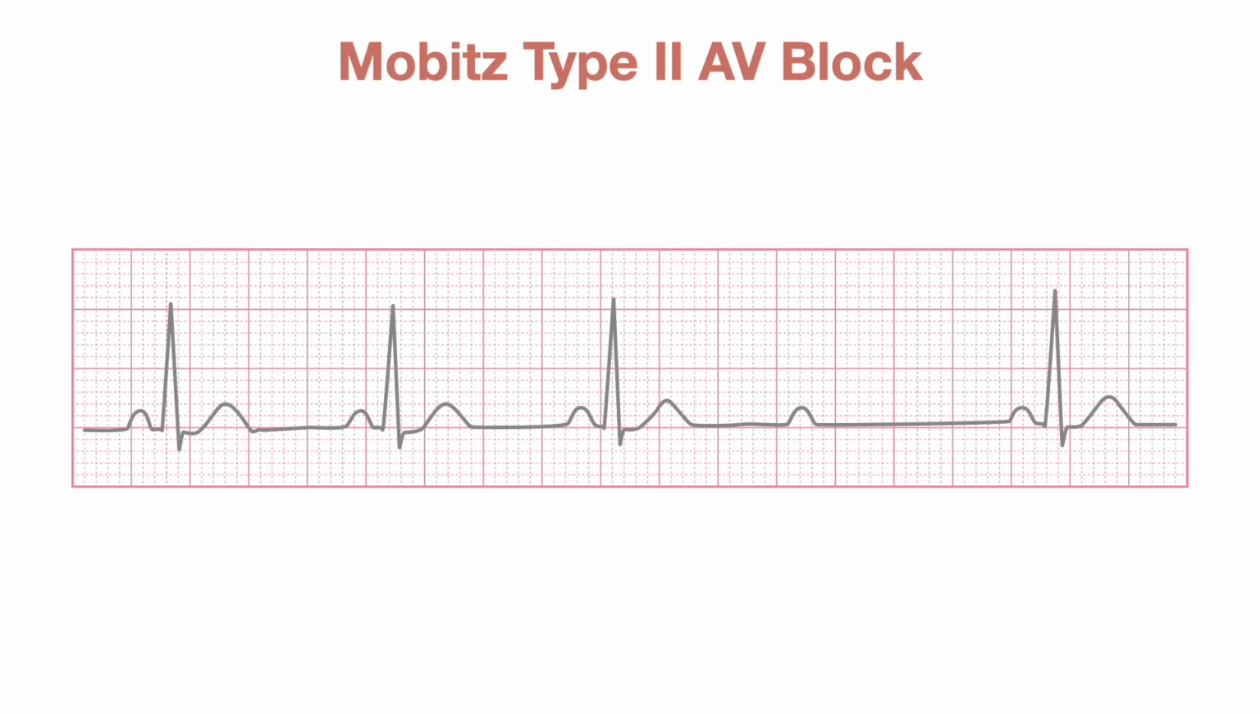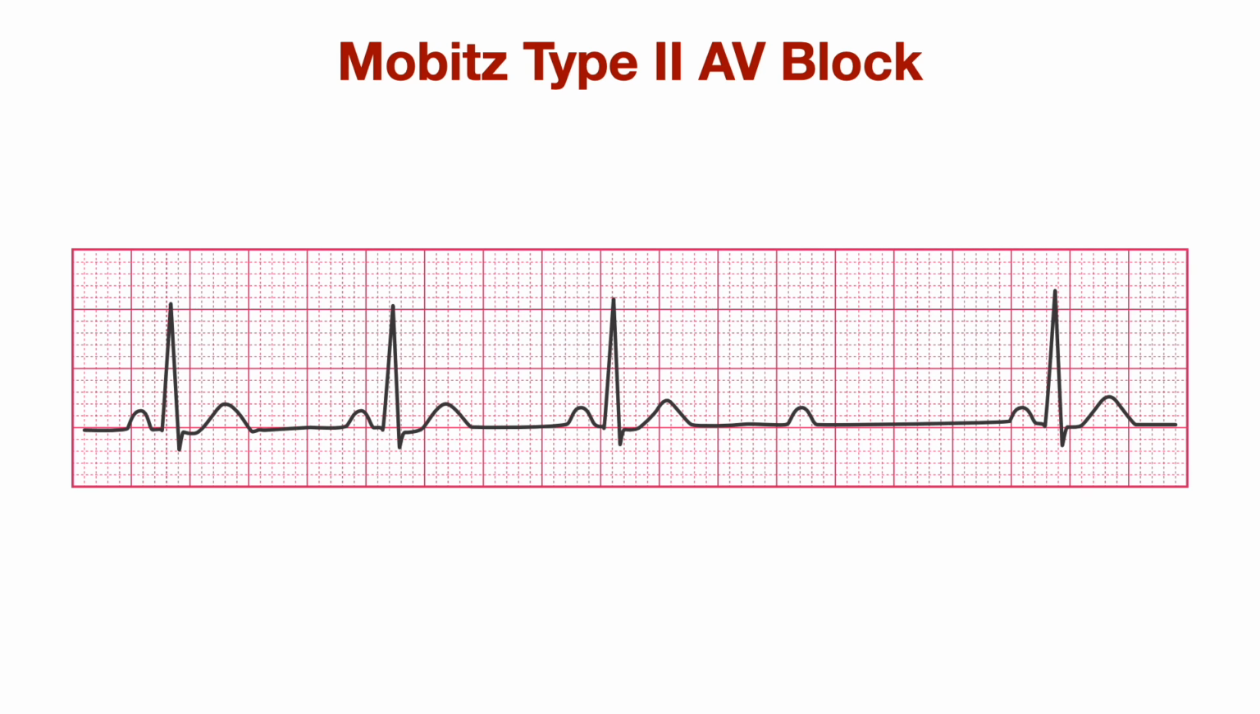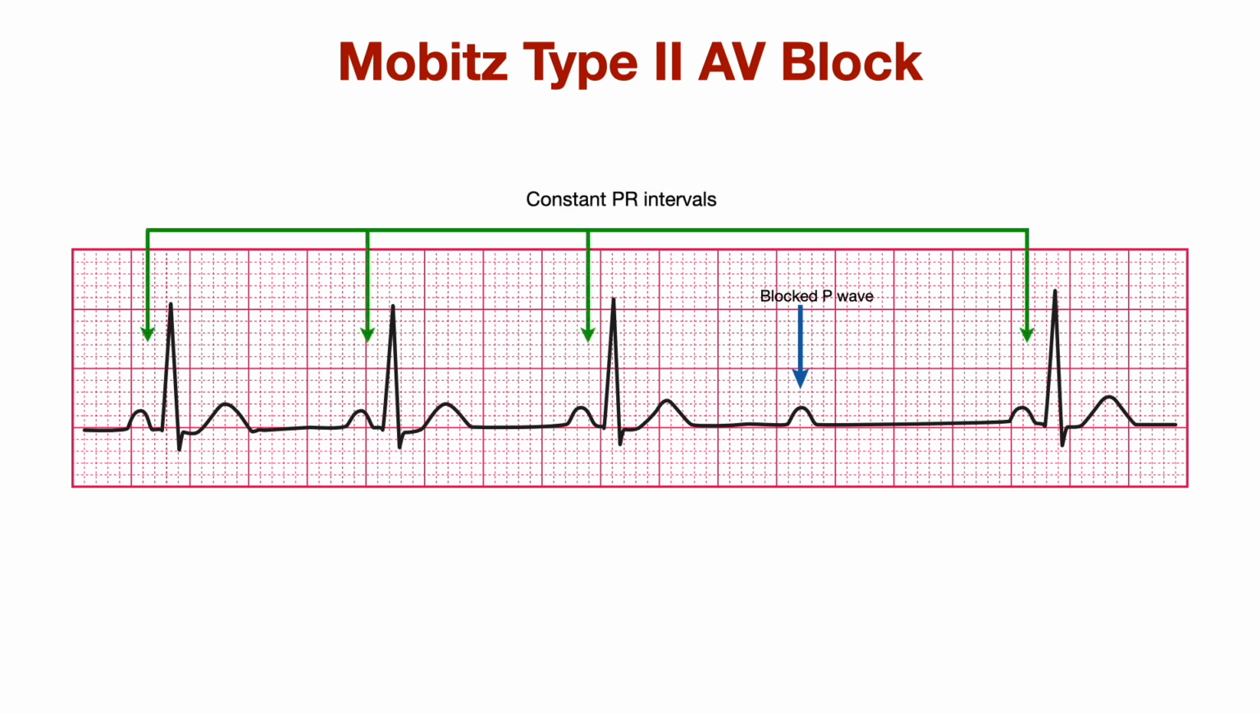Like Wenckebach block, Mobitz type 2 block occurs in sinus rhythm and involves an intermittent block of a single P wave. The difference is that all the PR intervals are constant. Constant means all the PR intervals before and after the block P wave are constant. There must be at least 2 consecutively conducted P waves before the block to make the diagnosis. That is 3 Ps to 2 QRSs or 3-to-2 AV block.